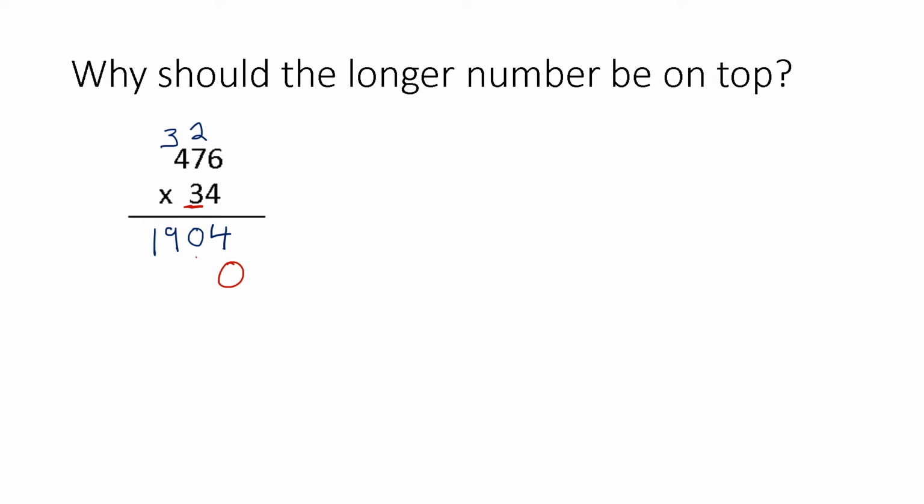And now we can start multiplying our 476 times 3. So we'll start with 3 times 6. 3 times 6 is 18, so we'll write down the 8. Our first number lines up with the tens column with our 3. We'll carry the 1 on top of the 7. And then 3 times 7. 3 times 7 is 21. 21 plus 1 is 22. We'll write down the 2 in our ones column. We'll carry the 2 in our tens column.